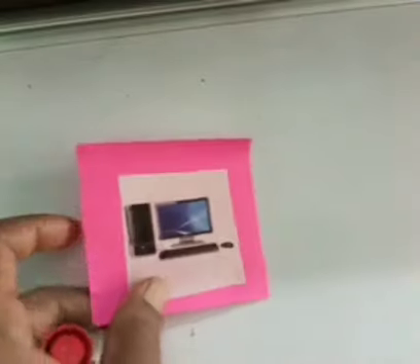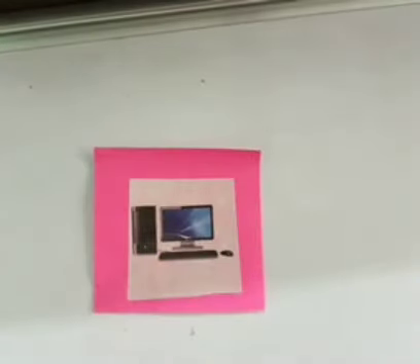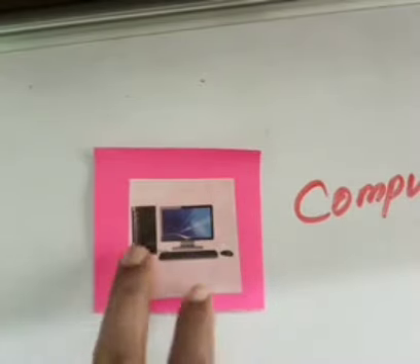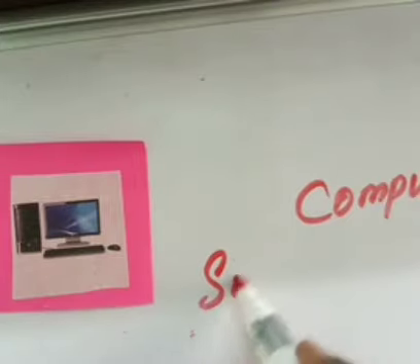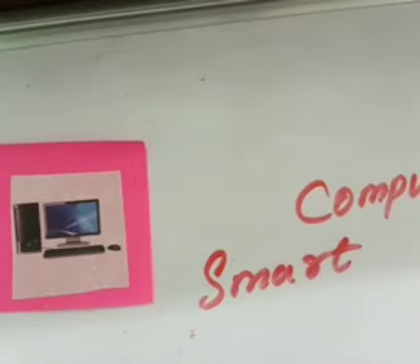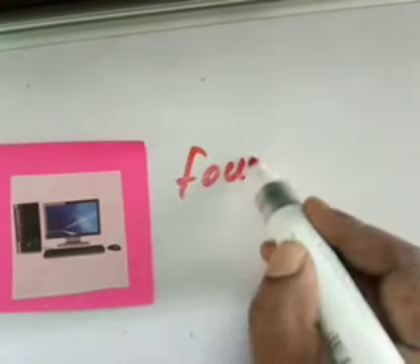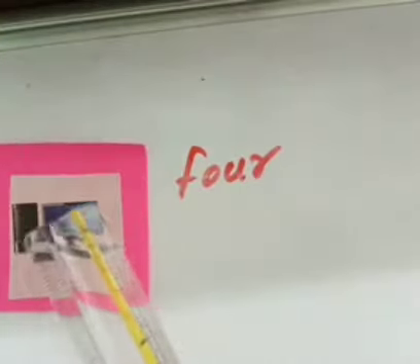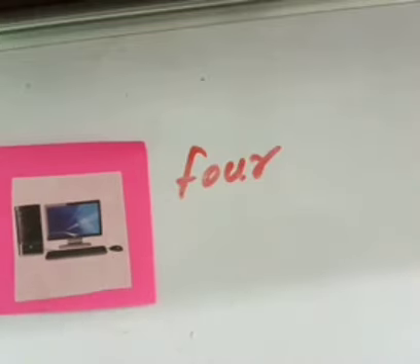So what is this? It's a computer. Okay, it's a computer. And computer is a smart machine. And you also learned that this machine has 4 main parts. How many main parts does this machine have? 4 main parts. CPU is there, monitor is there, keyboard, and also mouse. So how many main parts does this machine have? 4 main parts.